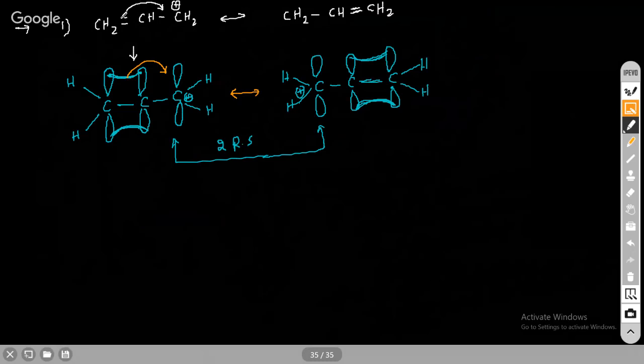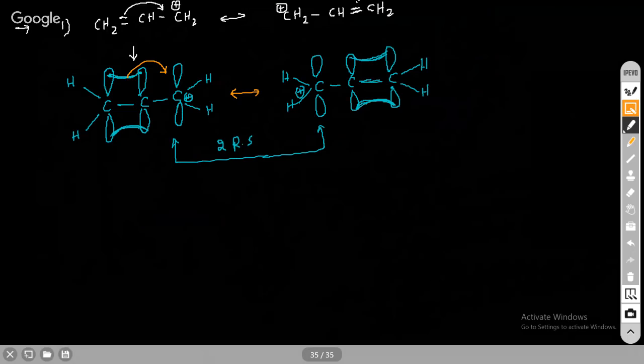And since this electron pair of one of these carbons shifted over here, right? So this carbon loses its electron. So here we have the positive charge. And this carbon already has one positive charge, and has taken one extra electron. So this electron will neutralize this positive charge. We don't have any charge on this carbon atom, right?